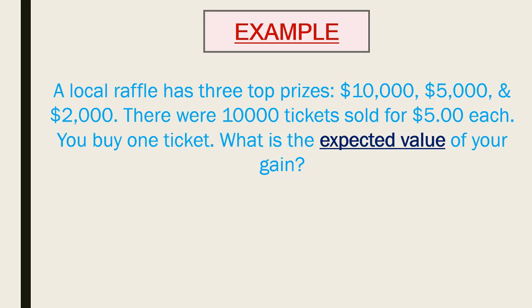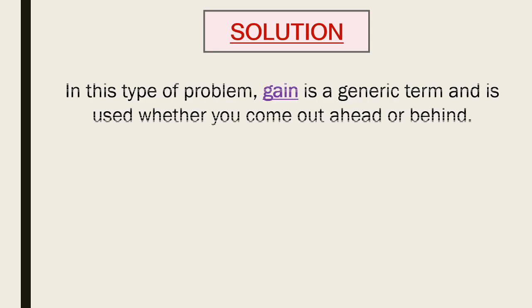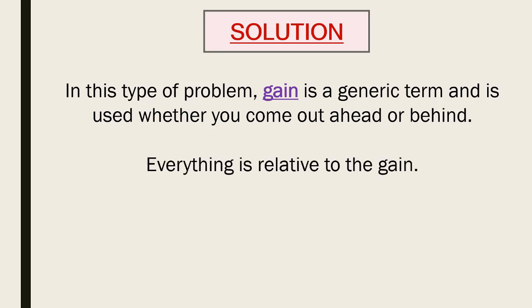So we have to think about what gain means. Gain is generic. We always kind of think of the word gain as we're getting something. It's a positive thing for us. But in this context, gain is used whether we come out ahead or behind. So in the cases where we lose money, our gain is negative. In the cases where we make money, then our gain is positive. And everything we do is relative to the gain.